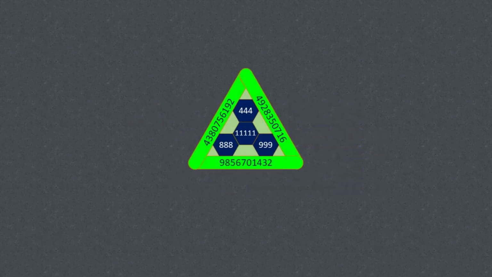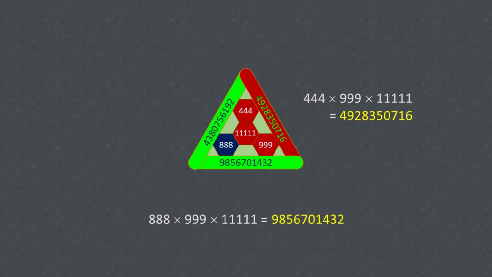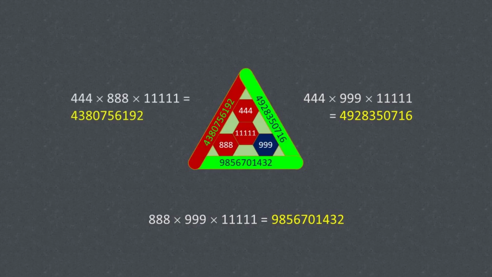And finally, there's only 6 fully Pandigital numbers that have RepDigit factors, and from these, 3 can be arranged in a nice triangular shape pattern such that the product of this, this, and this gives this, the product of this, this, and this gives this, and the product of this, this, and this gives this. Quite pretty, I think. I said I like patterns.